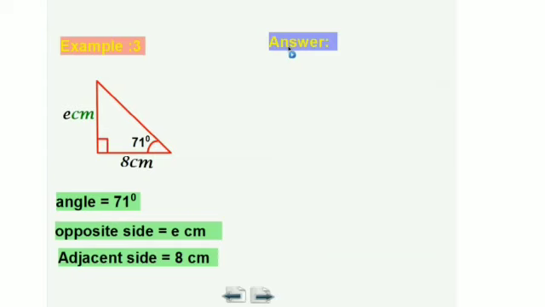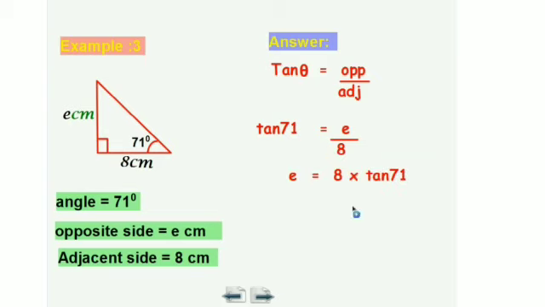So tan theta is equal to opposite by adjacent. Now the angle is 71. So tan 71 equals E divided by 8. Just use algebra, then you will get E is equal to 8 times tan 71. Use a calculator, we will get the value 23.2336 etc. That means E is equal to 23.2, rounding to 3 significant figures as the answer. We will get E is equal to 23.2 centimeter. So this is our opposite side by using the trigonometric function tan.